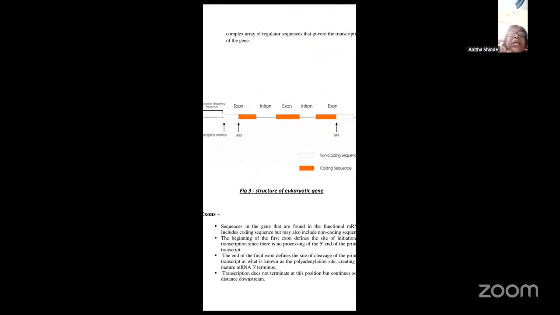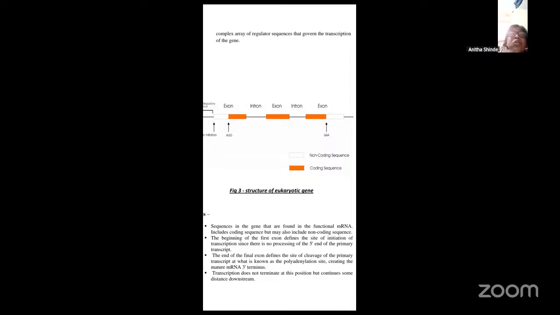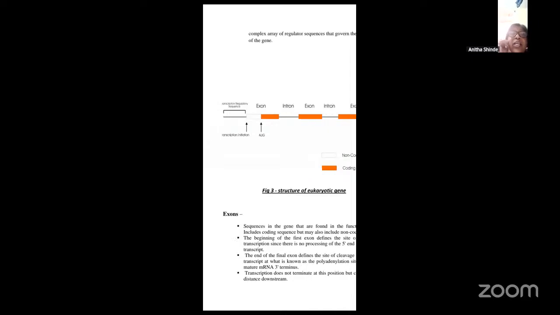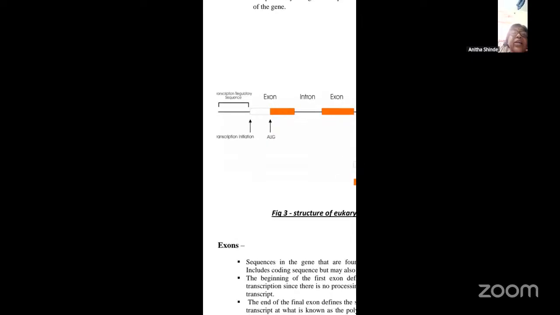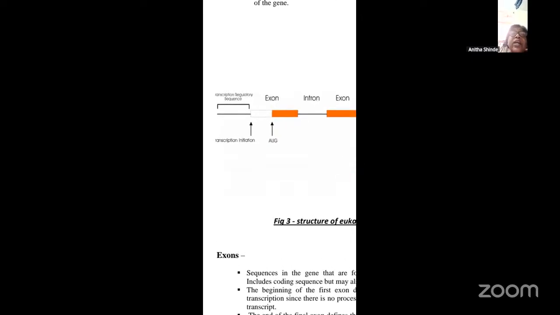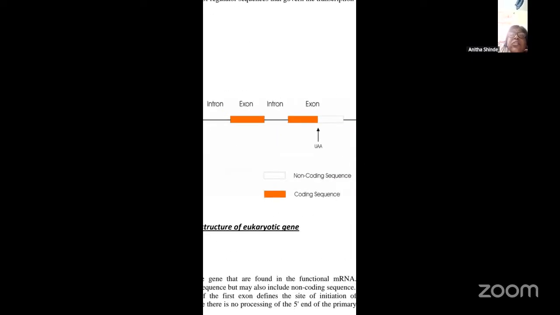Now see, it is actually a complex array of regulated sequences that govern the transcription of the gene. So what are all those things? We'll see. This is the structure of a eukaryotic gene. Here you have exon, intron, exon, intron, exon, intron. Likewise, you have coding sequences as well as non-coding sequences. Exons are called the coding sequences, whereas introns are the non-coding.